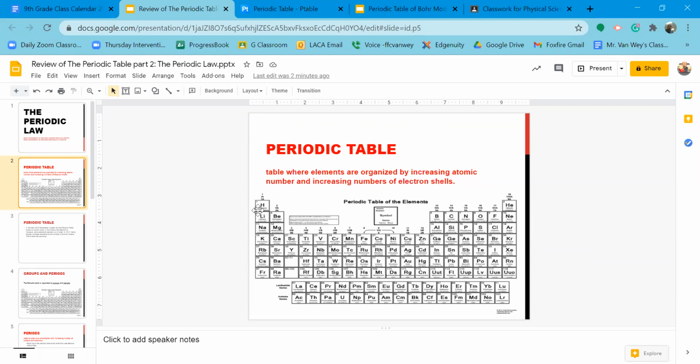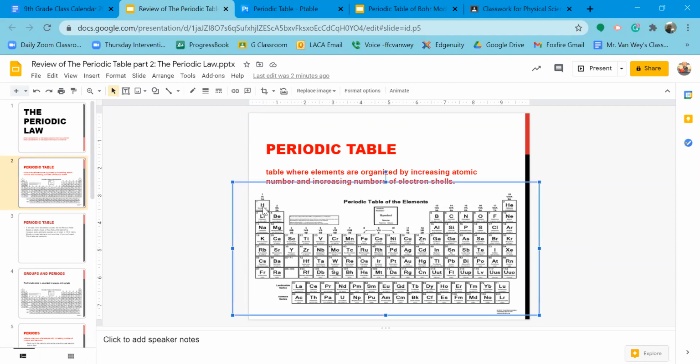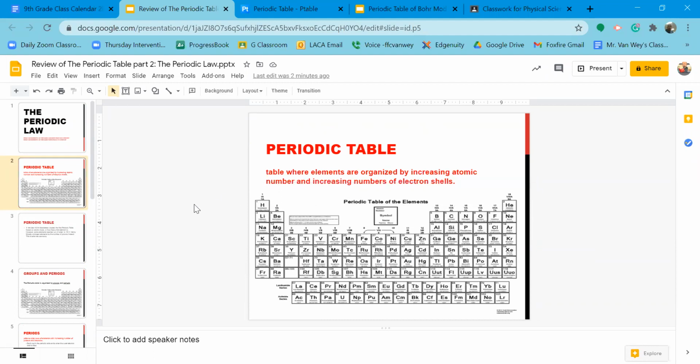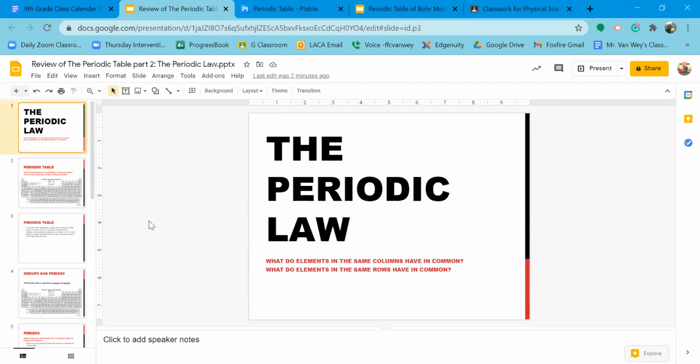And then for periods, we have 1 electron shell in this row, hydrogen, helium, 2 electron shells for lithium, beryllium, boron, carbon, nitrogen, oxygen, fluorine, and neon, 3 electron shells for sodium, magnesium, and all these. Okay. And then 4, 5, 6, and 7. Okay. So that is the periodic table, and that is the periodic law.